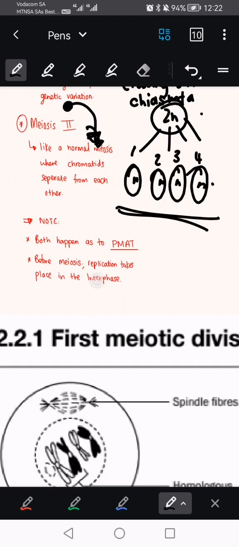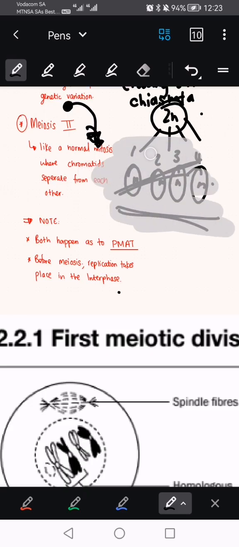Note, both happen as PMAT. Before meiosis, replication takes place in the interphase. Just note those two important notes.